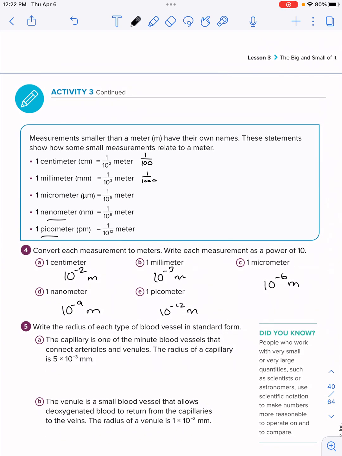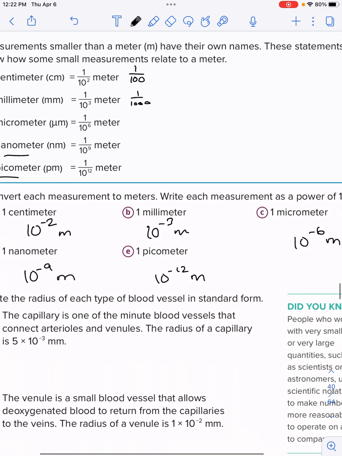Okay. All right, so moving on to this next part, number 5. It says write the radius of each type of blood vessel in standard form. So they're written in scientific notation. It says the capillary is one of the minute blood vessels that connect arterioles and venules. Ooh, have your science teacher help me with these words.